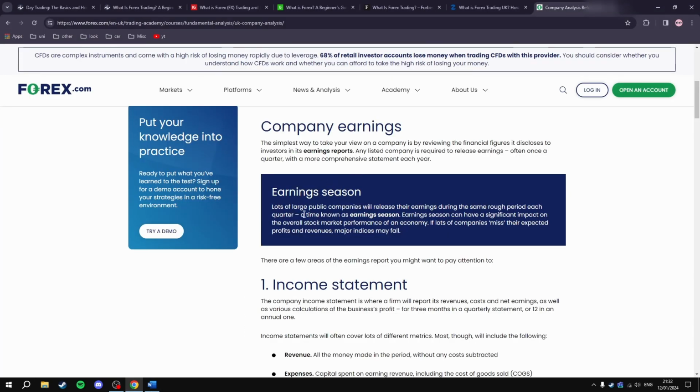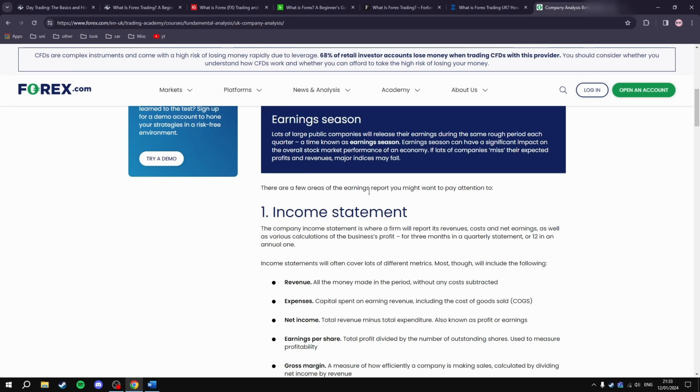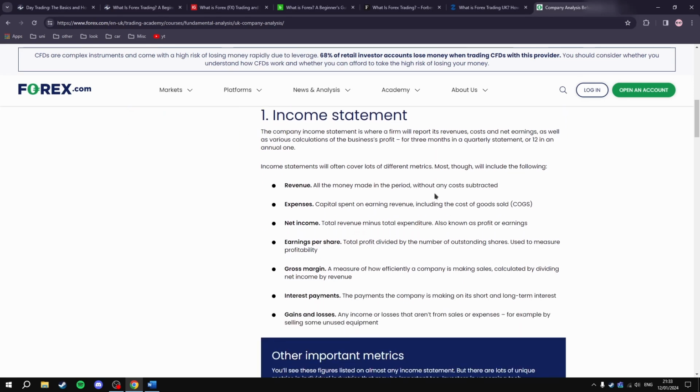Earnings season. Lots of large public companies will release their earnings during the same rough period each quarter, a time known as earnings season. Earnings seasons can have a significant impact on the overall stock market performance of an economy. If lots of companies miss their expected profits and revenues, major indices may fall. There are a few areas of earnings reports you might want to pay attention to.